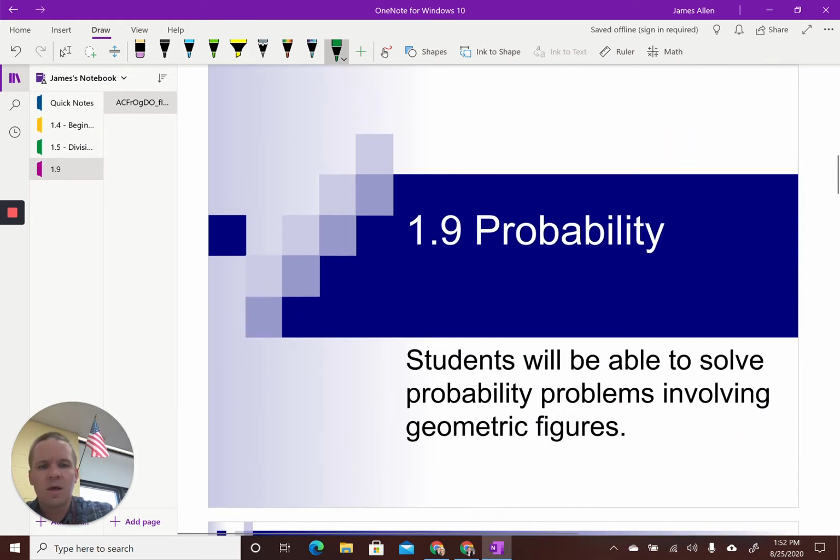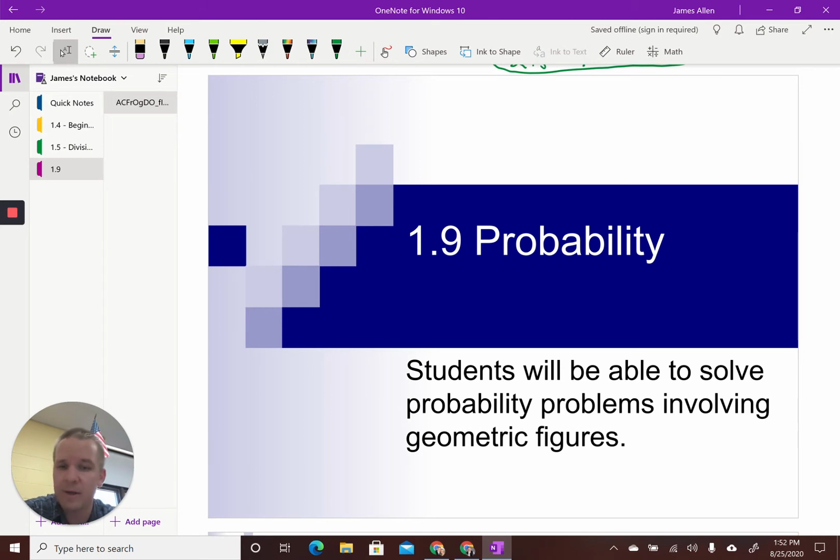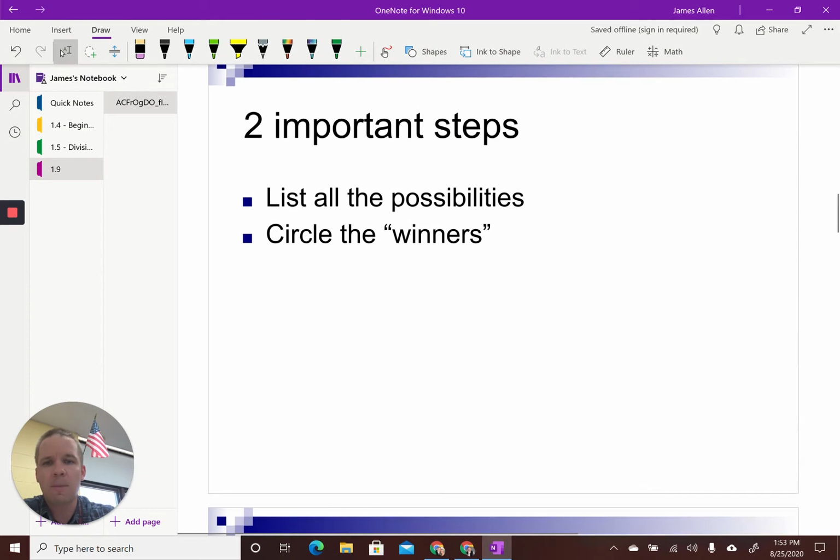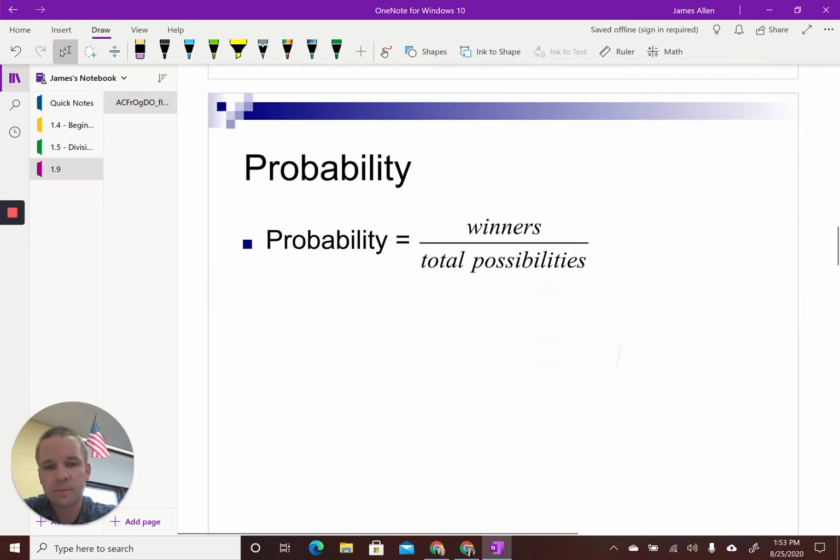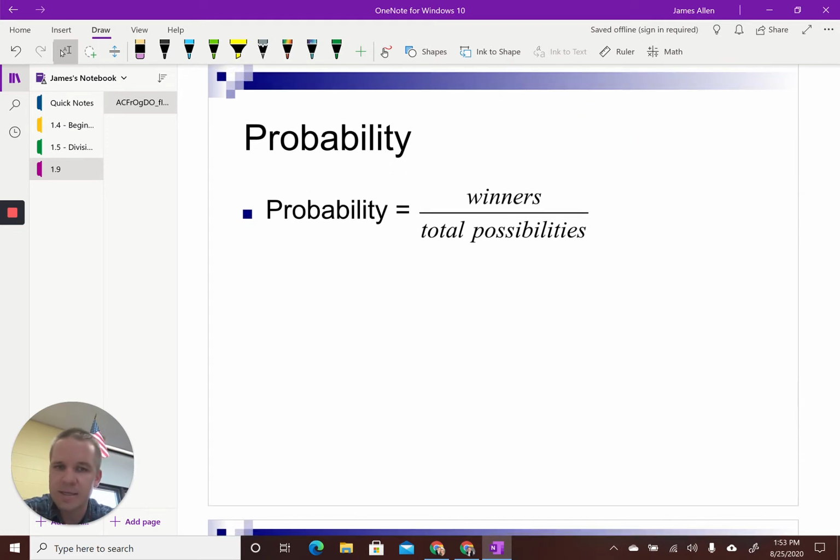All righty. So totally different topic, probability. But we're going to do probability within geometry. The big thing with probability is we're going to list the important steps. There's two important steps. We're going to list all the possibilities, and we're going to circle the winners. Some of them you need to write out like that. Some of them are simple, like flipping a coin: 1 out of 2 to get heads or 1 out of 2 to get tails. But some of our probabilities are going to be a little more complex. So if you want to jot something down, winners over total possibilities, or what we want to happen over the total possible outcomes.